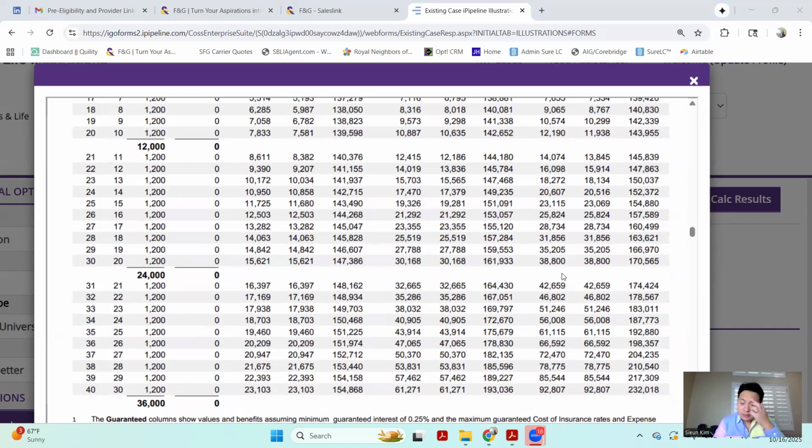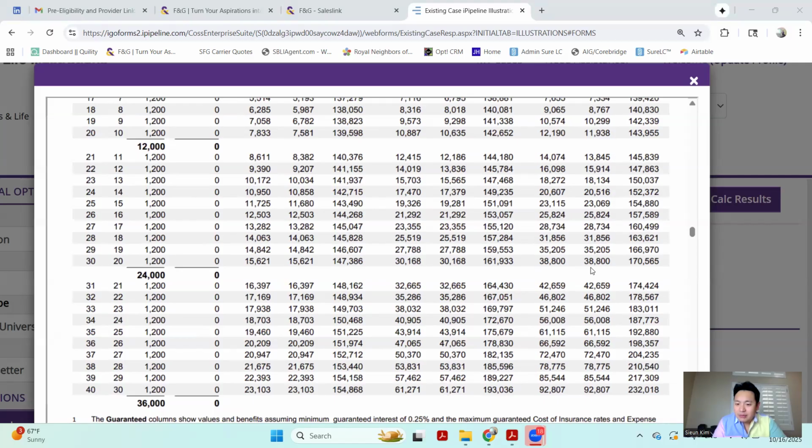$38,800, right? So there's more money in there than what they put in. And at this point, the client has $170,000 in death benefit. So let's just say hypothetically, the client wanted to take out about $30,000 because she wanted to use some of that towards the down payment of a house. Okay. And then at that point, what happens?